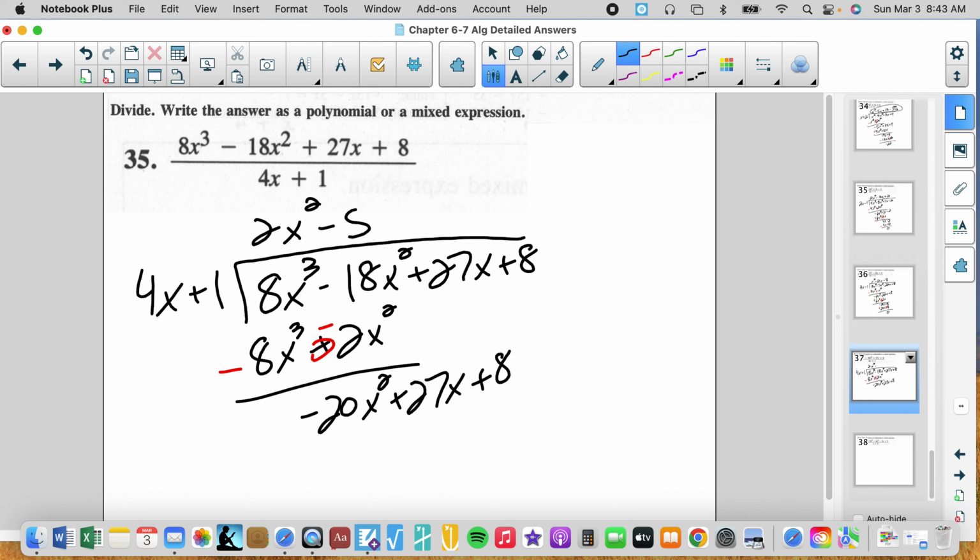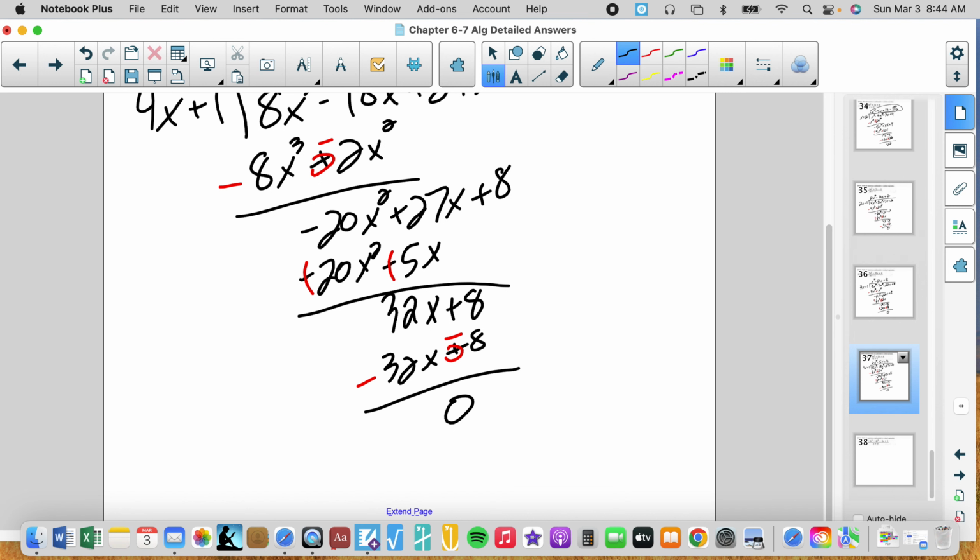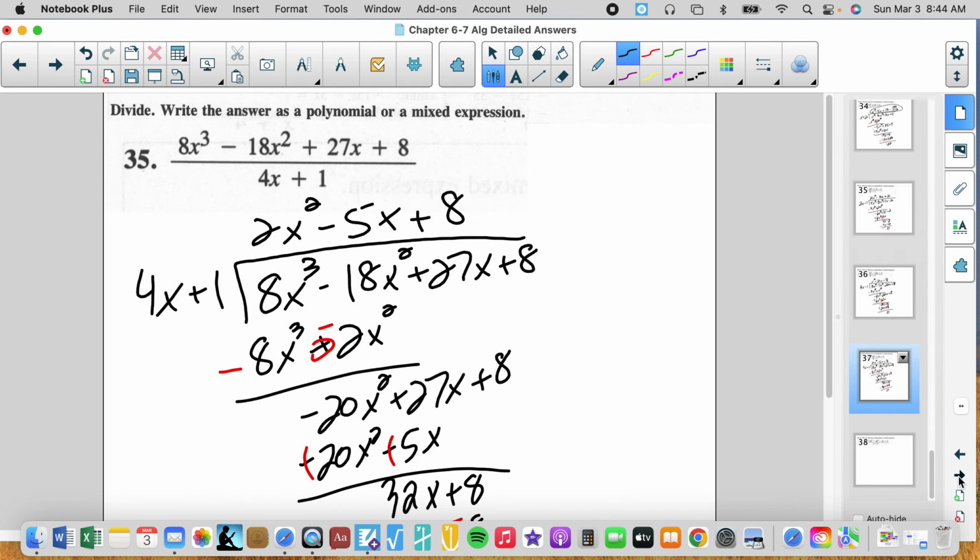So I'm going to multiply it by negative 5x, gives me negative 20x squared minus 5x. Let's flip them around. That's going to give me 32x plus 8. That's going to be an 8, and that gives me 32x plus 8. Change those signs, gives me 0. I know my answer is correct.